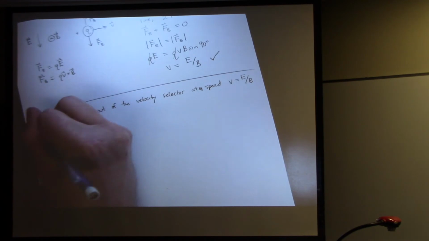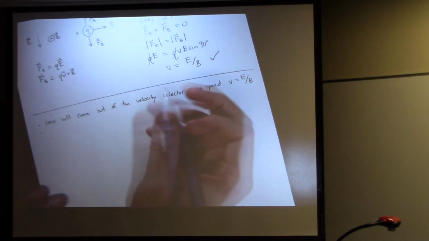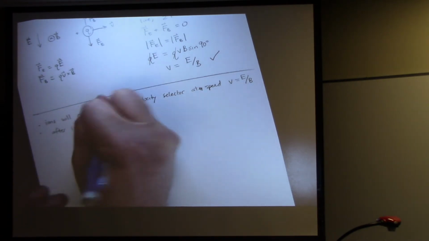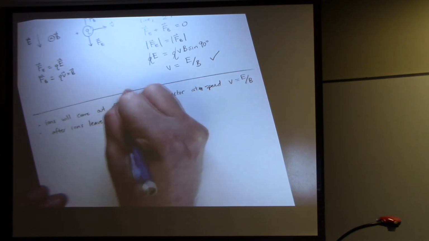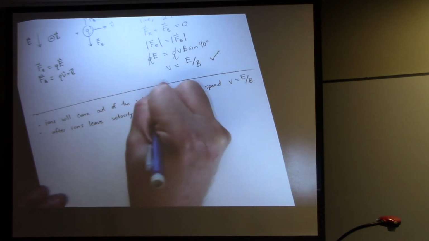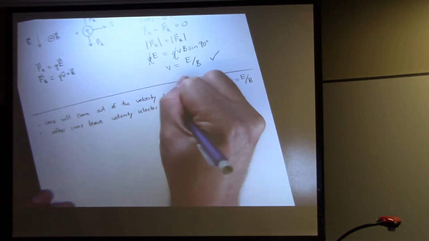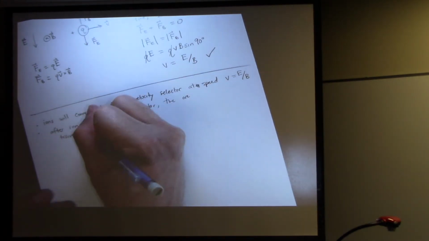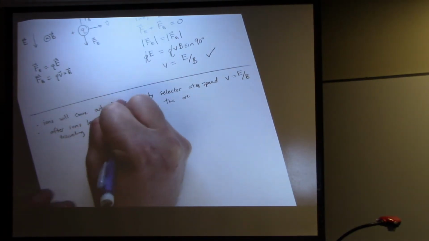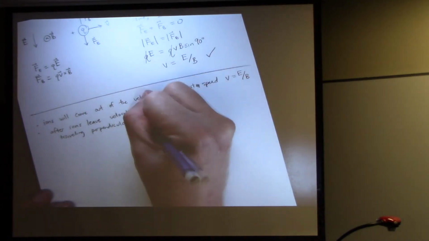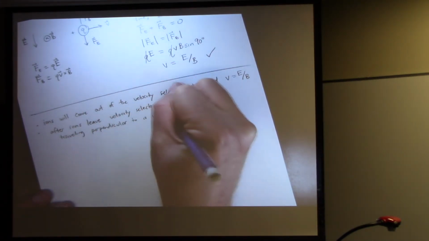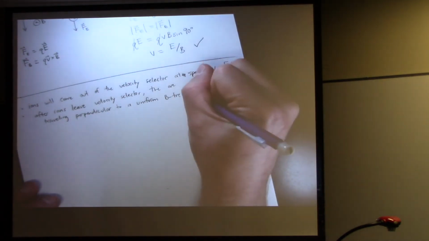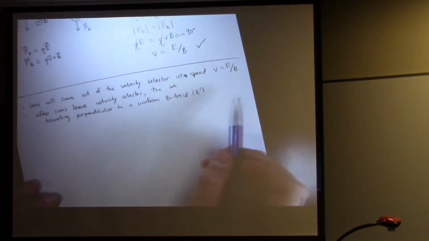Okay, so then after the ions leave the velocity selector, basically what's happening is they are traveling perpendicular to a uniform B field. And we'll call that B field, as we said earlier, B prime, to differentiate it from the one in the velocity selector.